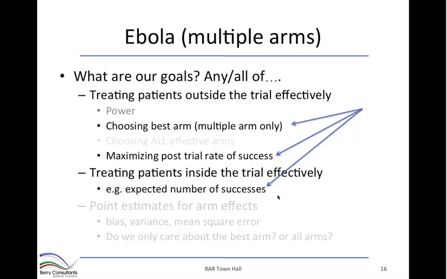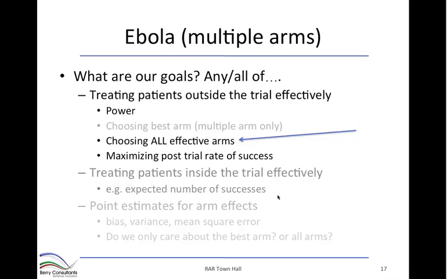I also want to treat patients inside the trial effectively, especially if I think I can treat a decent proportion of the outbreak within my trial. There's an outbreak in the Congo right now, for example. I don't have a recent update, but potentially in that setting, you might be able to treat most of the outbreak within a single trial.